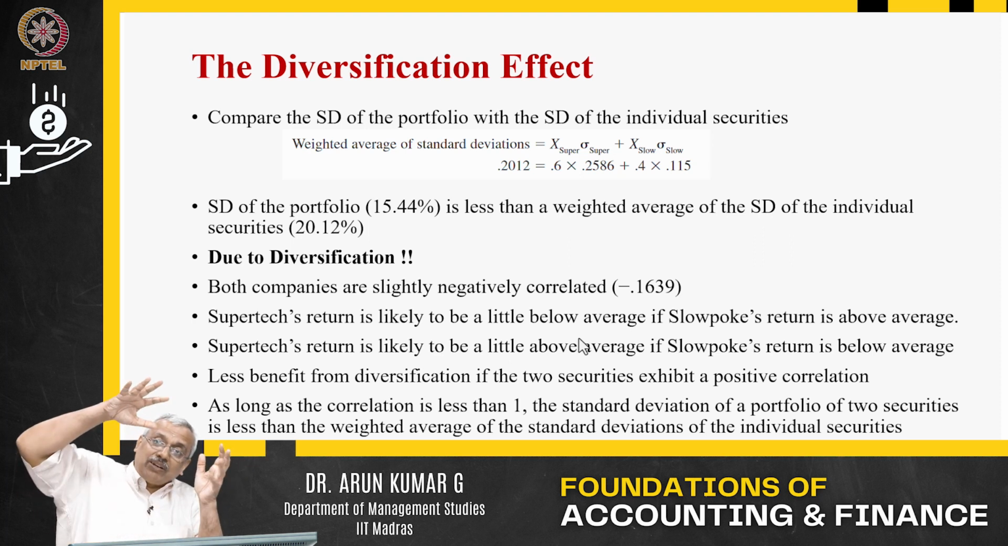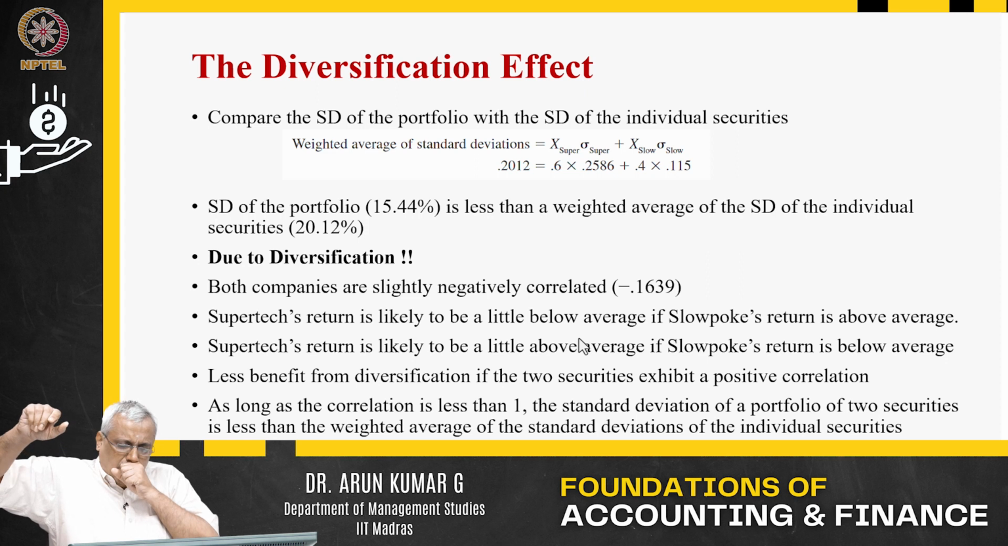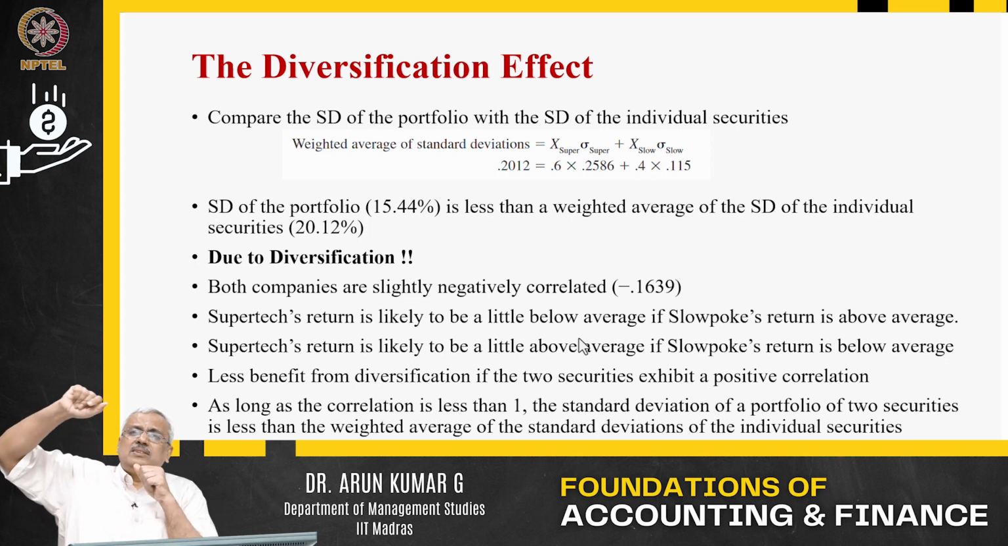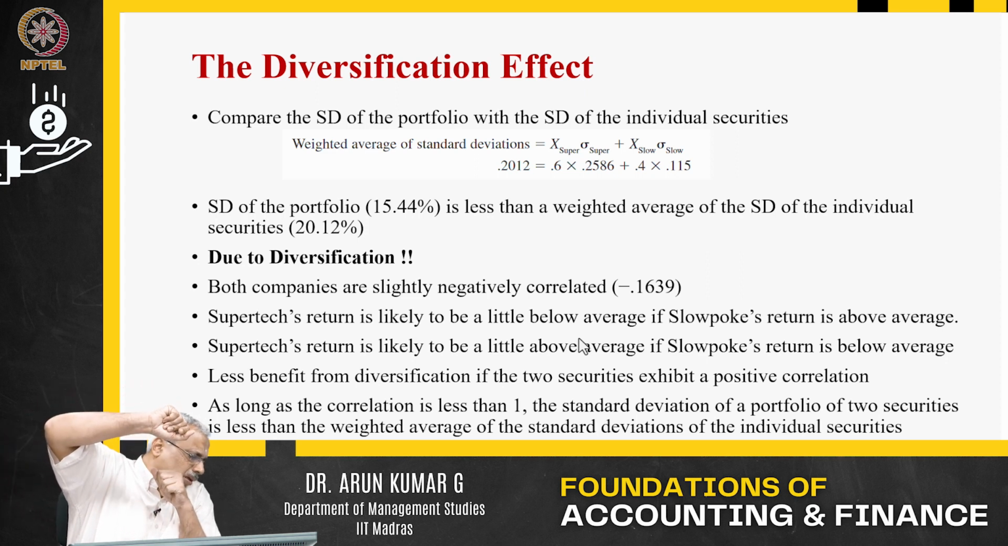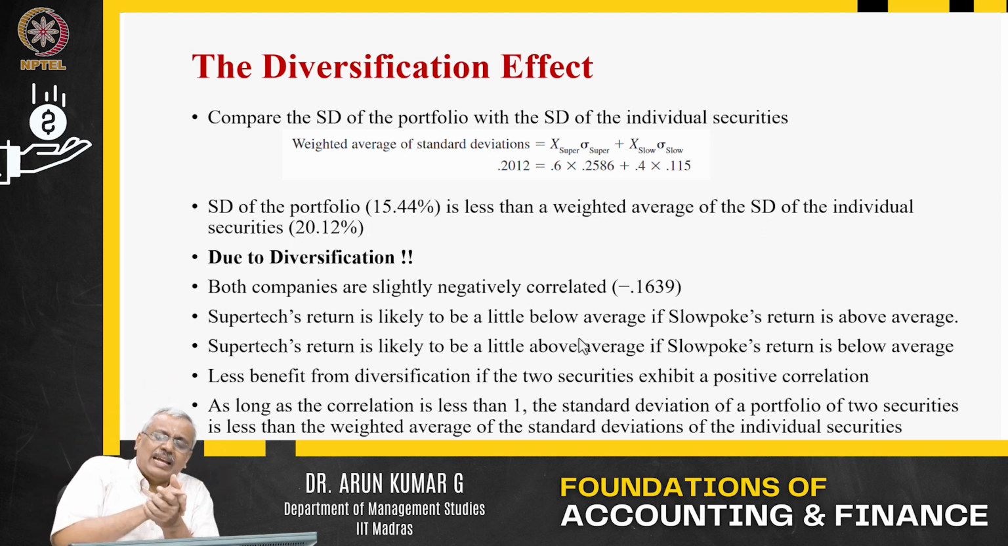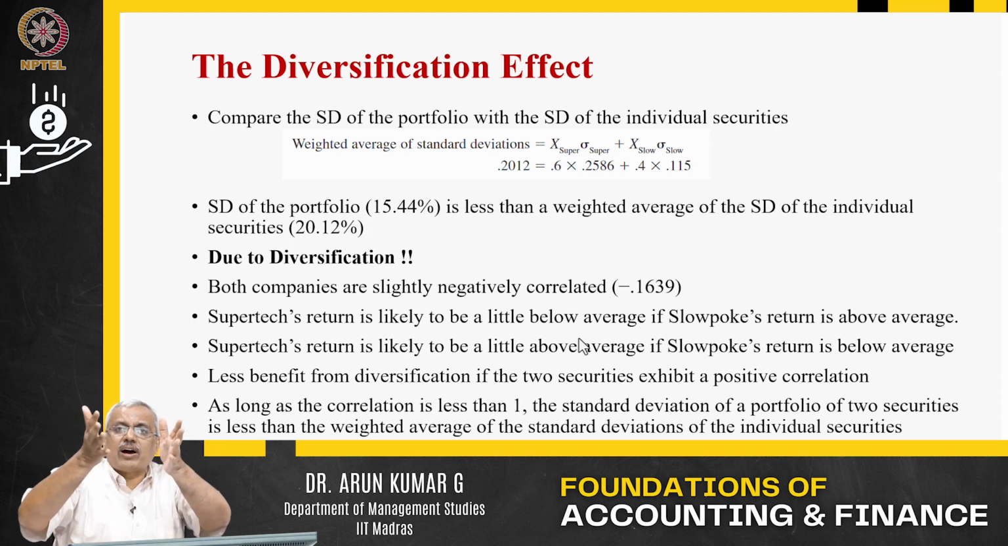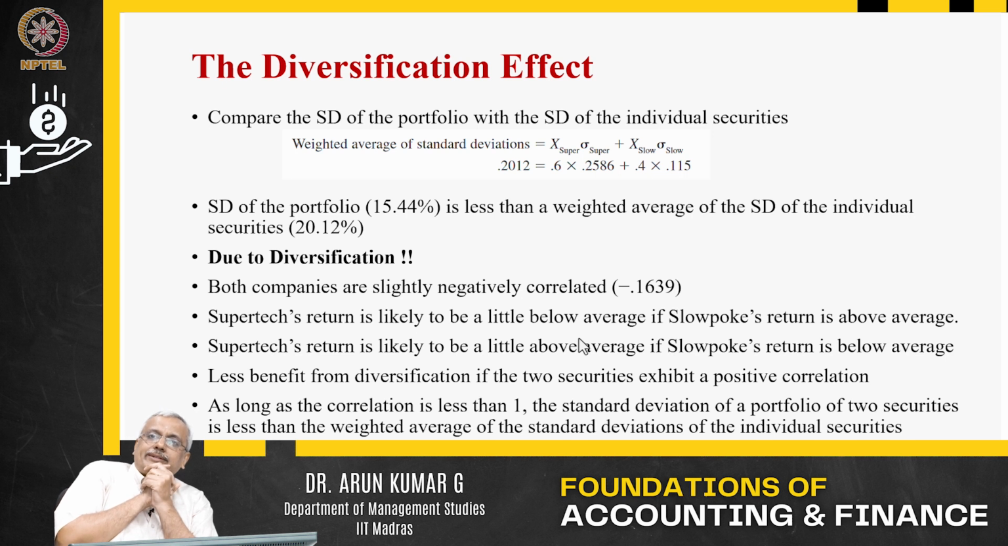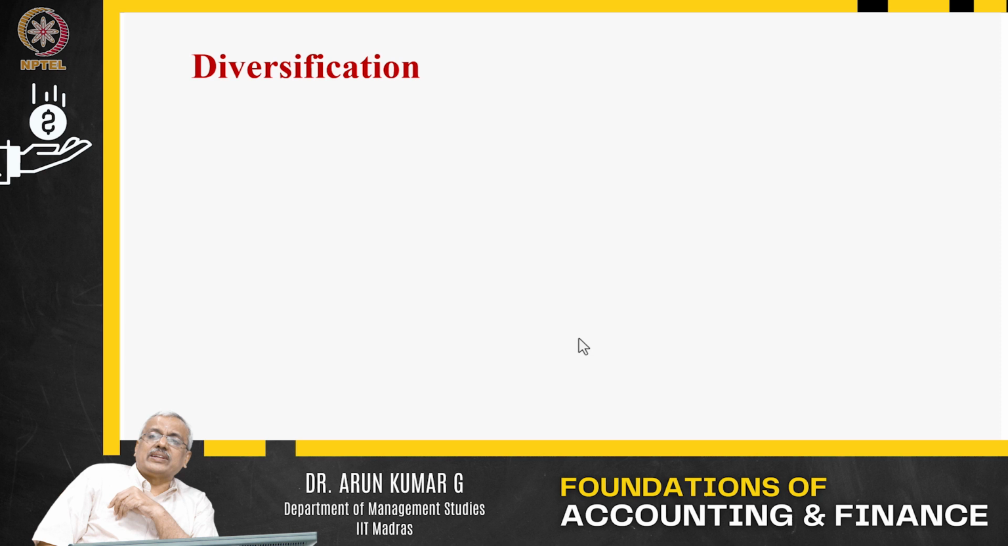The diversification benefits will be completely eliminated if both the securities are perfectly positively correlated. That's why as long as the correlation is less than 1, the standard deviation of a portfolio of two securities is less than the weighted average of the standard deviations of the individual securities. Let's leave it there.